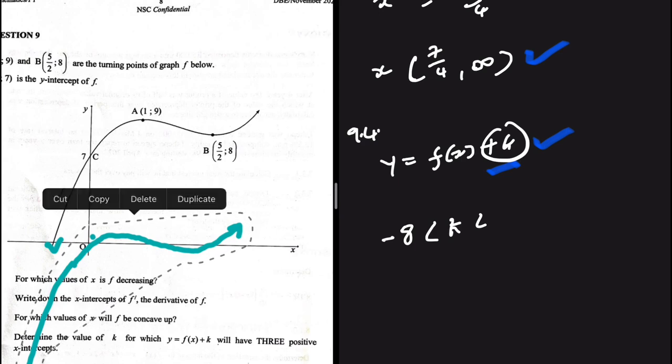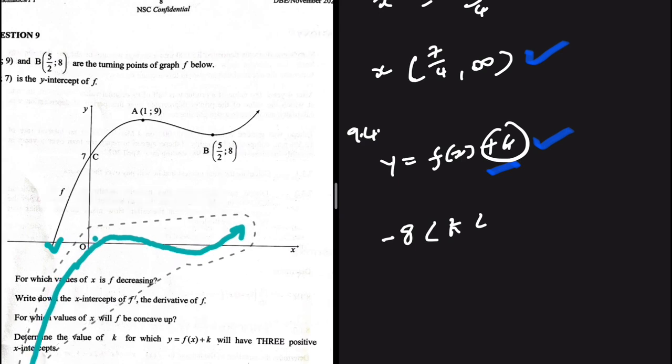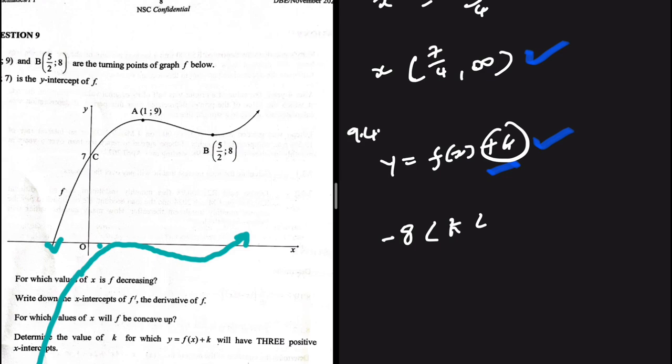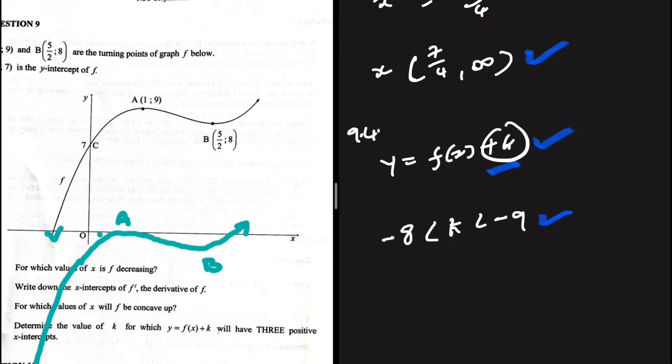So let's say we keep going down and the y value at a touches the x-axis, because we would have a here, right? And we would have b here. So you can see that when that y value at a touches the x-axis, we have a problem. We no longer have 3 positive. So we need k to be greater than minus 8, but we need k to be less than minus 9. If these two conditions are satisfied, then we're going to have 3 positive x-intercepts. That is question 9. There we go.